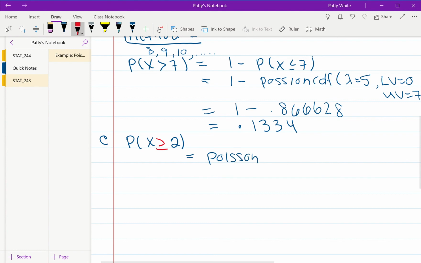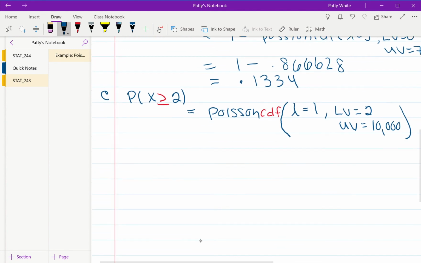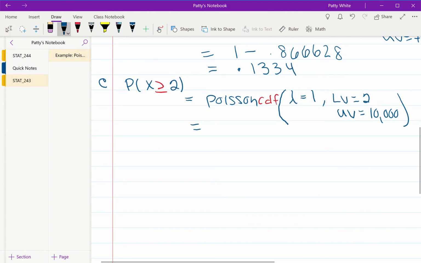And I'm going to use the CDF because I know I want to accumulate some probabilities. My calculator is going to ask me for my lambda, and we found our new lambda, so lambda is equal to 1. Then my lower value is equal to 2, and my upper value is equal to 10,000. Again, I'm just choosing an arbitrarily large number to estimate my probability. We can do that because as the upper value gets larger and larger, it gets closer and closer to the true value of the probability. And since we're just taking it out to 4 decimal places, 10,000 seems to be plenty.